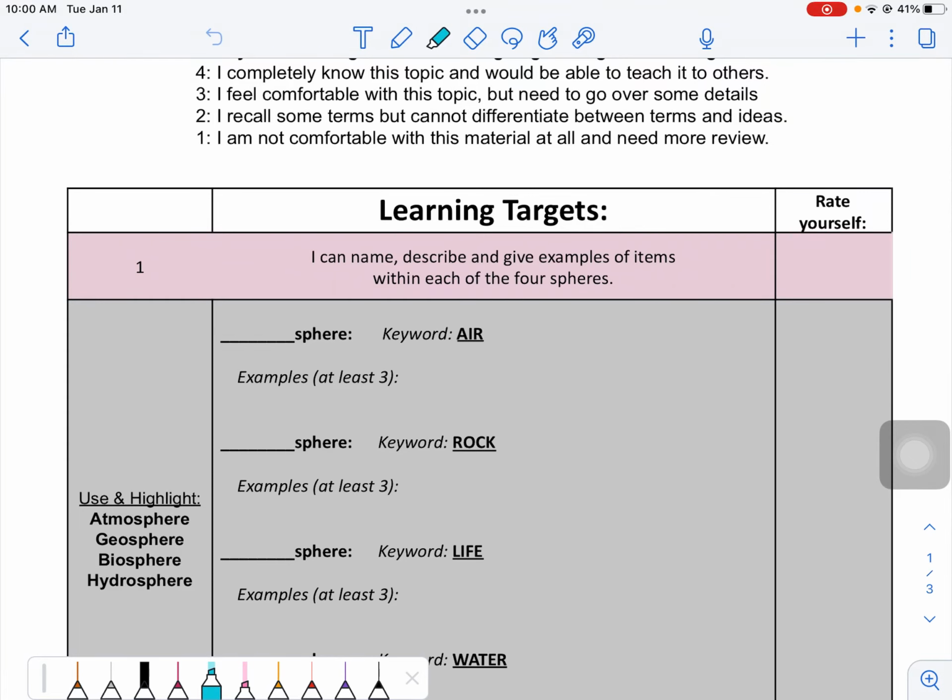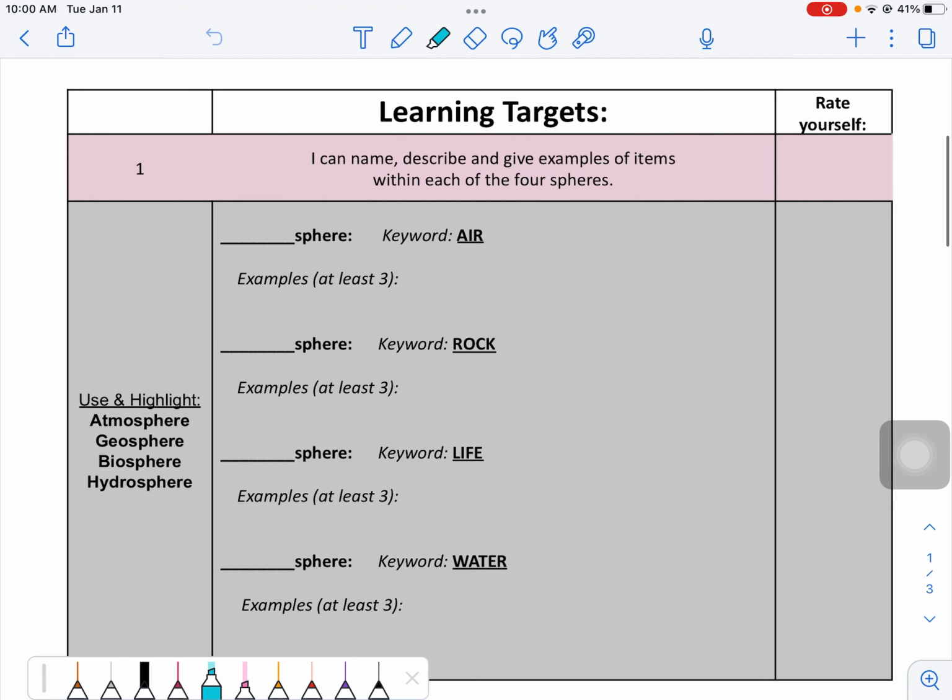So, learning targets this unit, there are 4. I'm just going to give you a quick rundown of 1, 2, and 3, and then you can look for video 4 a little bit later. Learning target 1, we pretty much have done together in class multiple days, where we're looking at the 4 spheres, atmo, geo, bio, hydro, thinking about what category each natural item goes into using our keywords.